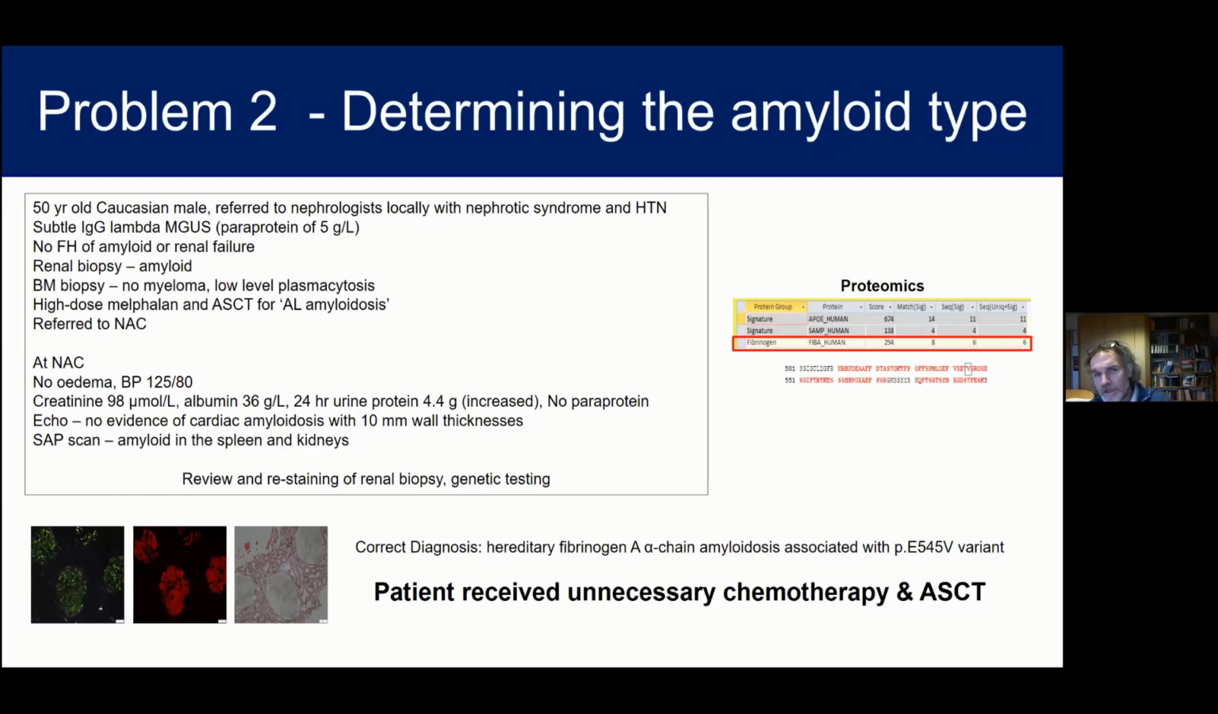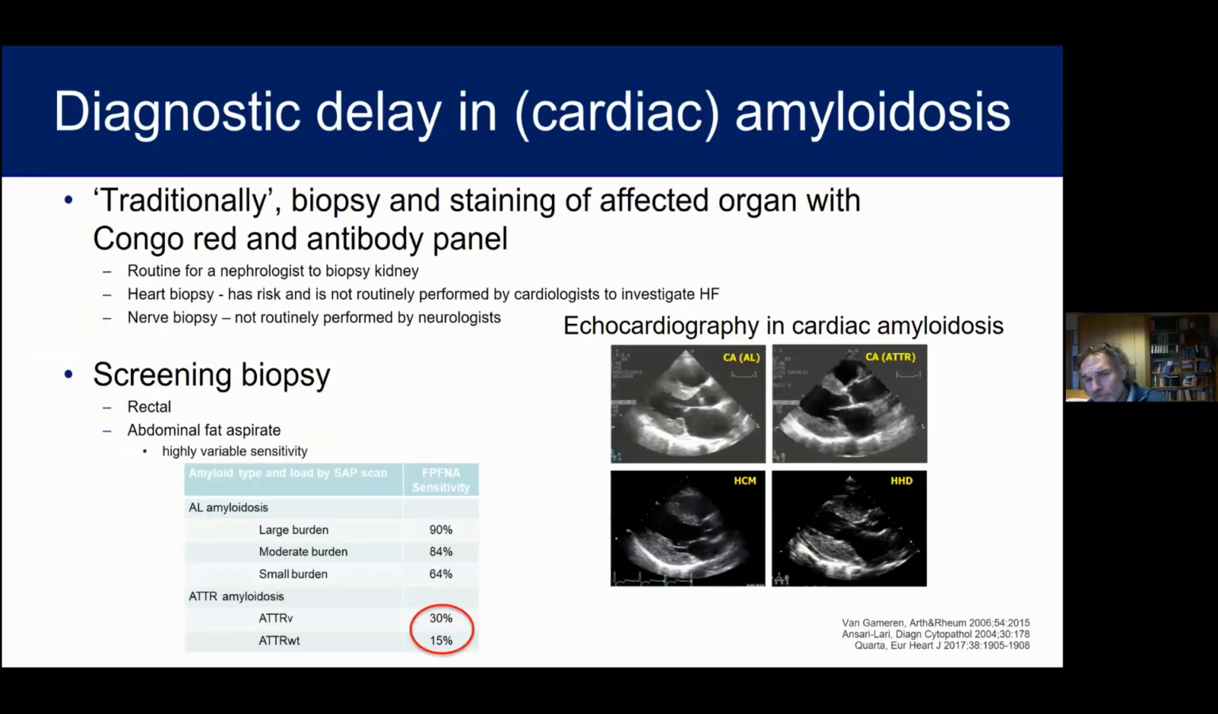So I think that's another problem that is rare, but nonetheless something that we need to address. So why the difficulties in diagnosis? Well, I've highlighted already the fact that echocardiography is poorly sensitive and specific. And the other problem is that amyloidosis is traditionally at least a histological diagnosis.